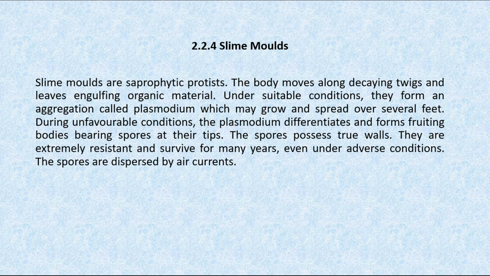Slime molds. Slime molds are saprophytic protists. The body moves along decaying twigs and leaves engulfing organic material. Under suitable conditions, they form an aggregation called plasmodium which may grow and spread over several feet. During unfavorable conditions, the plasmodium differentiates and forms fruiting bodies, bearing spores at their tips. The spores possess true walls. They are extremely resistant and survive for many years. Even under adverse conditions, the spores are dispersed by air currents.